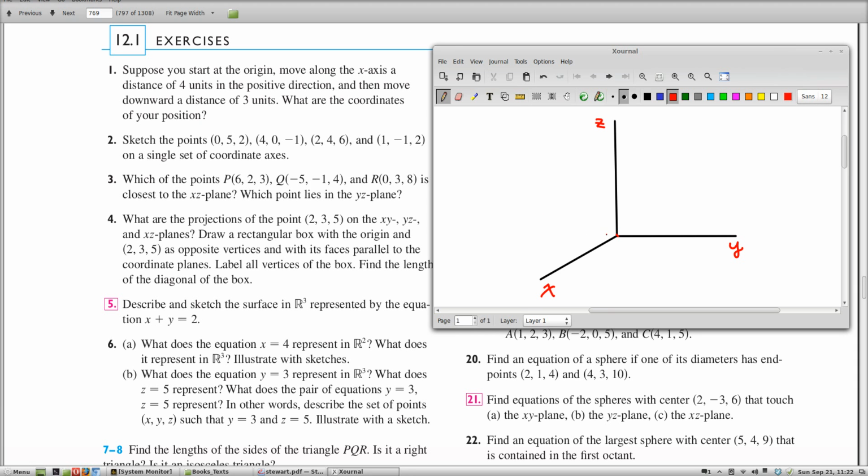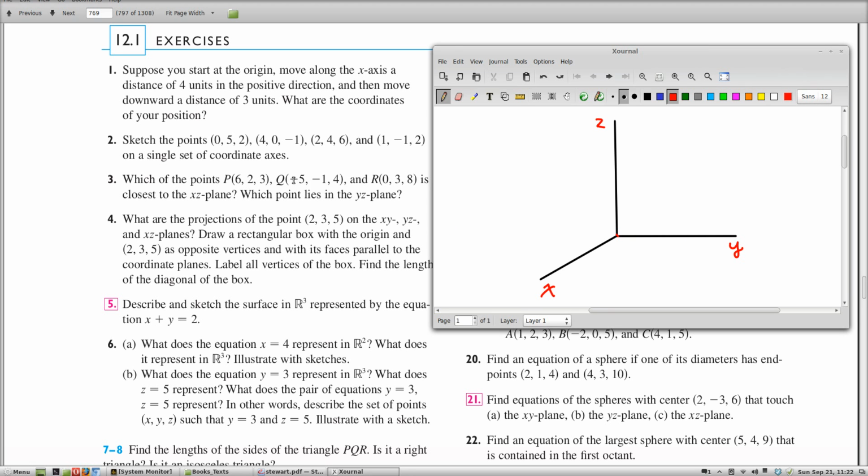And 0, 5, 2 would be 0 out on x, and 1, 2, 3, 4, 5 on the y, and 2 up in the z. 1, 2. So here's this point. So it's 0 out in the x direction, and it is 5 out in the y direction, and 2 up in z. So let me now undo all this, so I don't want it to interfere with my picture for the next point.